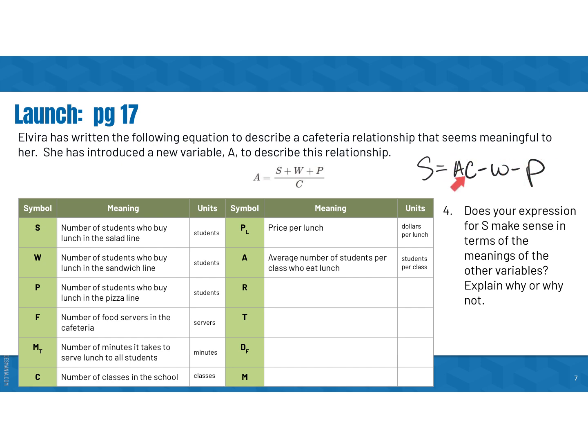So pretty much we're taking the total number of students, and from there we're going to take out the students who bought a sandwich. And then we're going to take out the students who bought a pizza. And then what is left over? The students who bought salad. So this is a way of showing: take the total number of students, take off those who have a sandwich, those who have a pizza, and then we're going to have the salad left over.